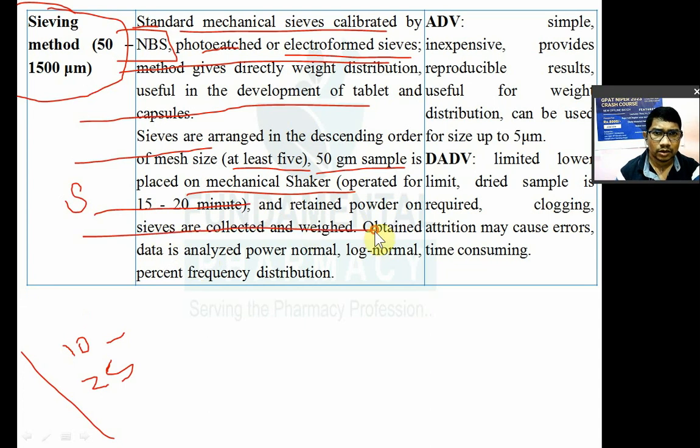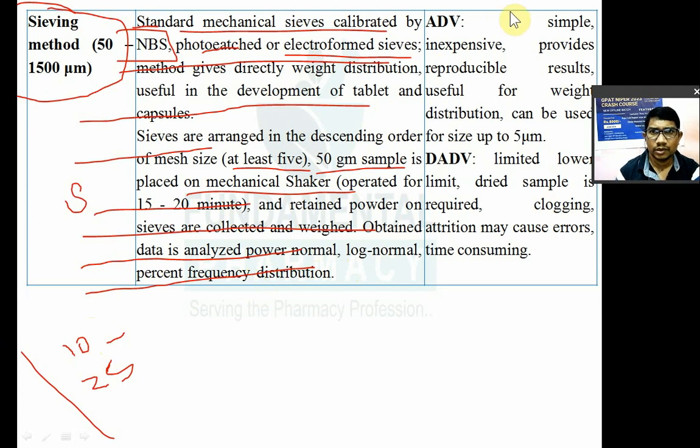Now, obtained data is analyzed for powder normal or log normal or percent frequency distribution curve. Normal frequency distribution curve or log normal frequency distribution curve or percent frequency distribution curve. So whatever data is obtained. Now what are the advantages of this method?